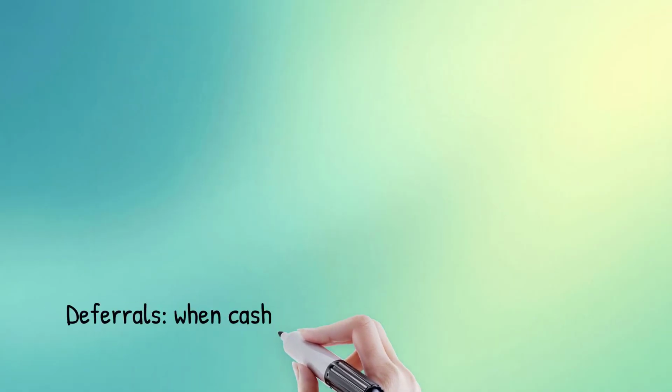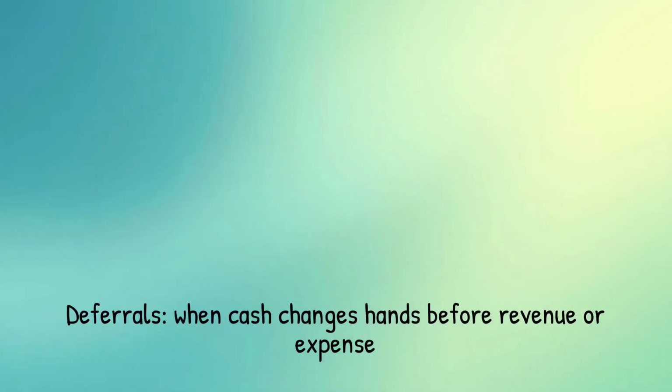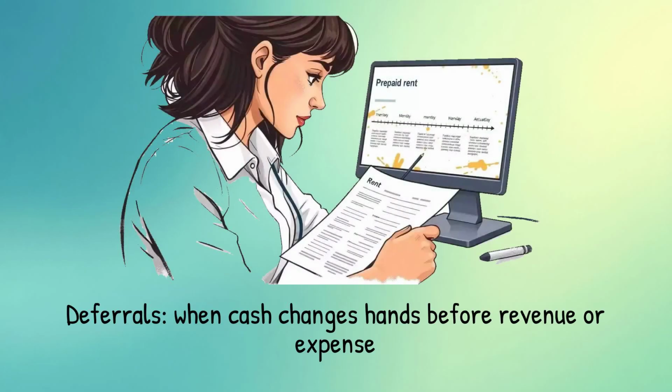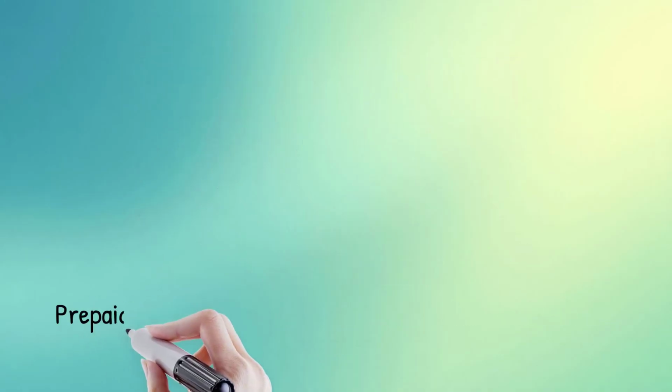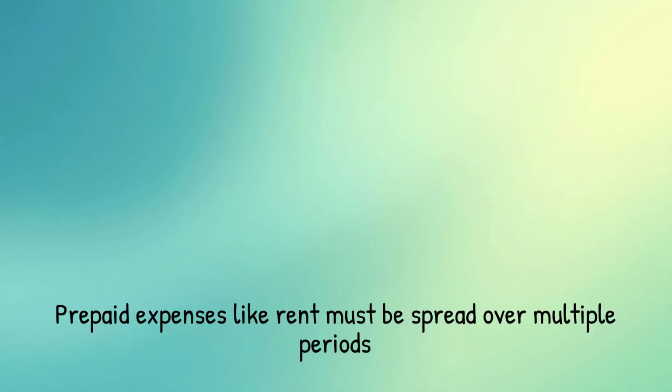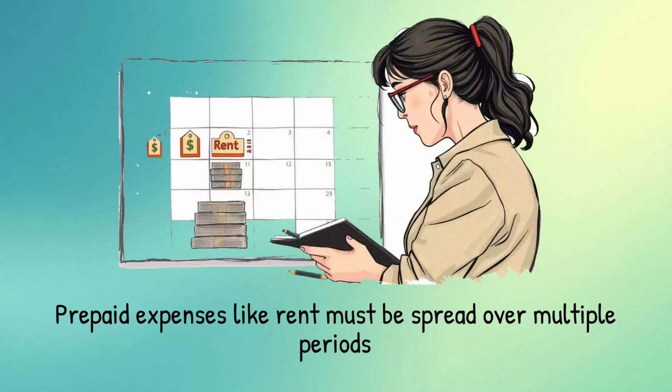Next up is deferrals. With deferrals, you're dealing with transactions where cash has changed hands, but the actual revenue or expense has not yet been recognized. A common example is prepaid rent. If you pay rent for the first 6 months up front, you'll need to spread that expense over the appropriate periods to accurately reflect your financial position each month.